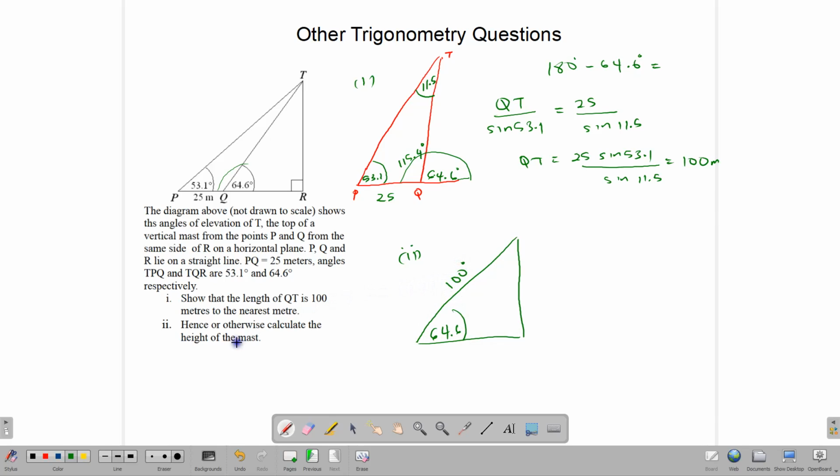But the thing about this question is, even if you didn't understand how to do part one, you should be able to do part two, because the question already gave you the length of the line here, QT, to be 100. So you could use your 100 to do the second part. Sometimes it happens that way in a question. Well, you would lose the marks for that one, but you can get the marks for this one, hence or otherwise. So here we are.